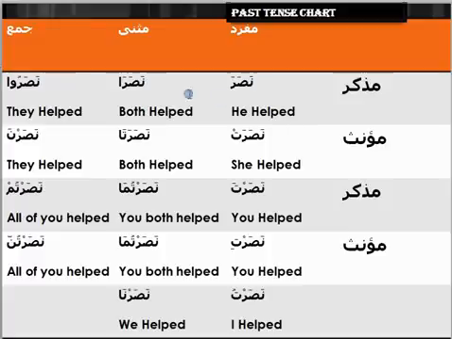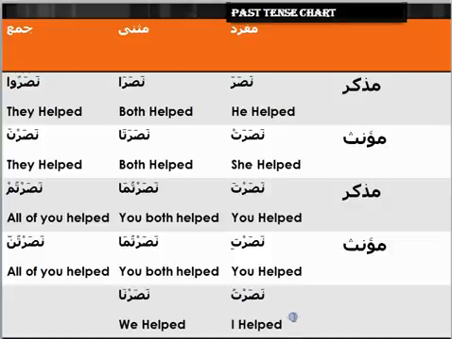Nasaru. You see, as the pronoun changes, the word changes. Nasarat, nasarata, nasanna, respectively for she helped, both of them female helped, they female helped. Same goes for nasarta, nasartuma, nasartum, respectively, meaning you helped, both of you helped, all of you helped. Then again, nasarti, nasartuma, nasartunna, you female helped, both of you helped, all of you helped.